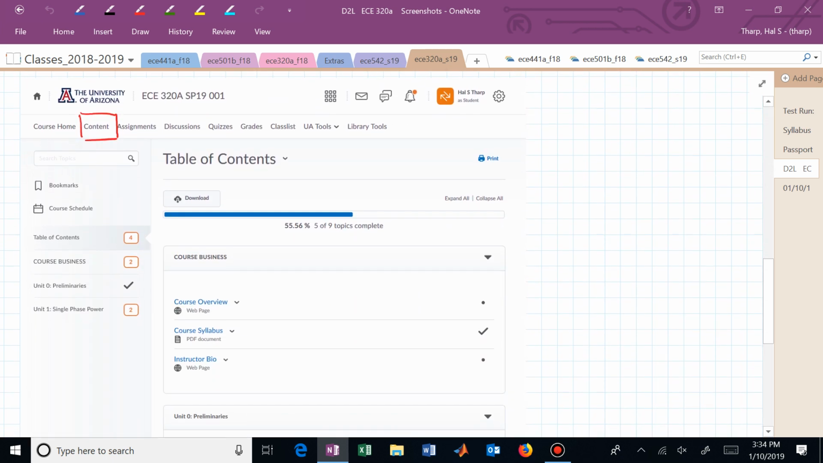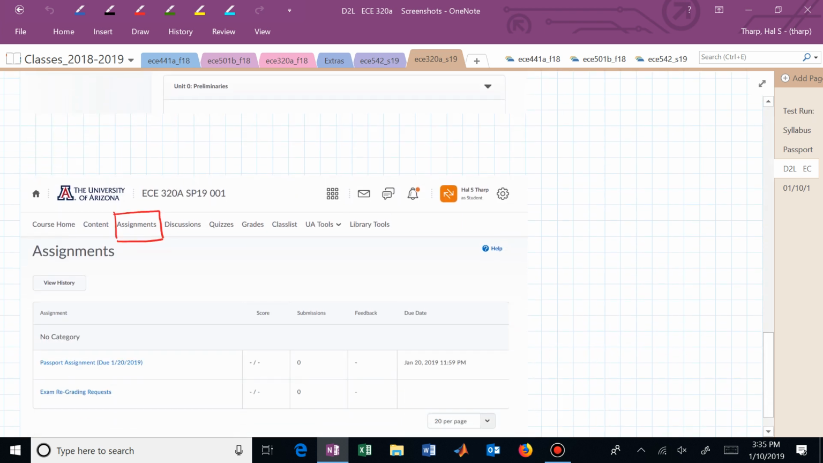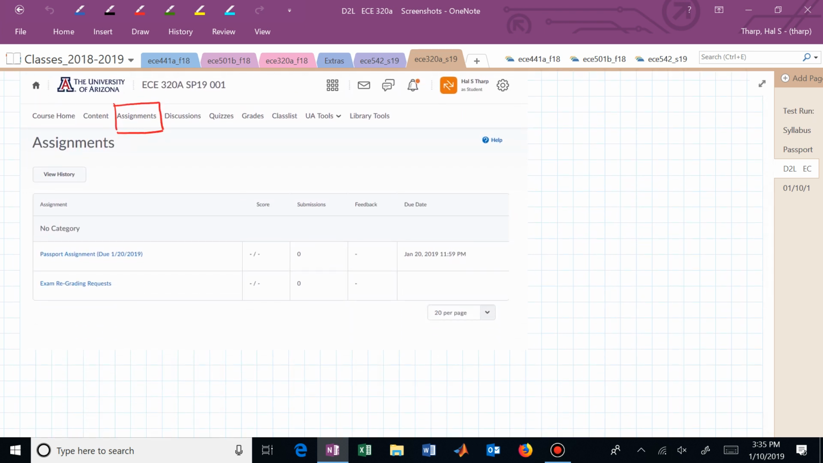Most of the material will be available if you click on the content page. Right now there's not a lot in there. You can see the outline on the left side. I've just put in Unit 1. That's now the single phase power, Chapter 10. There is information on preliminaries, and supposedly I've done some of that since there's a check mark there, since I'm a student pretending to be. Course business is where you will find a brief description of the class, the syllabus, etc. And then for your assignments, which most of those will be homework assignments within Mastering, you'll just submit your answers there.